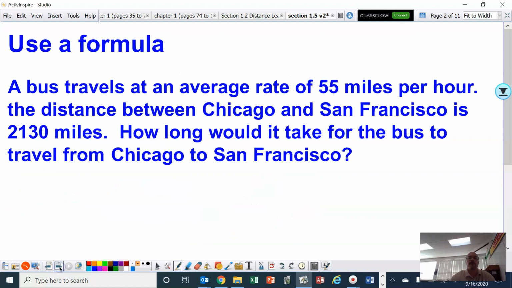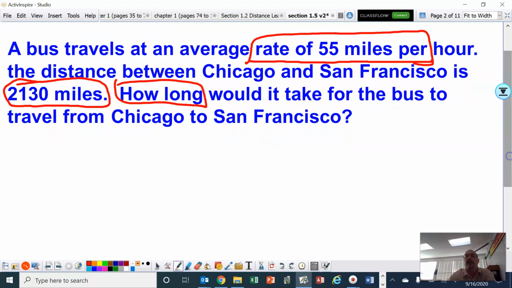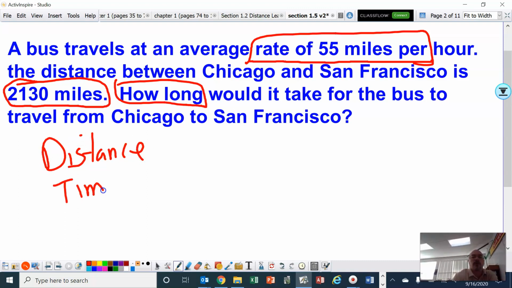Let's look at a formula. In this problem, we have a bus that is traveling at an average rate of 55 miles per hour. The distance between Chicago and San Francisco is 2,130 miles. And the question is, how long would it take for the bus to travel from Chicago to San Francisco? All right, well, let's see. We're talking about distance. We're talking about time. And we're talking about rate. So this sounds like it's the distance formula.